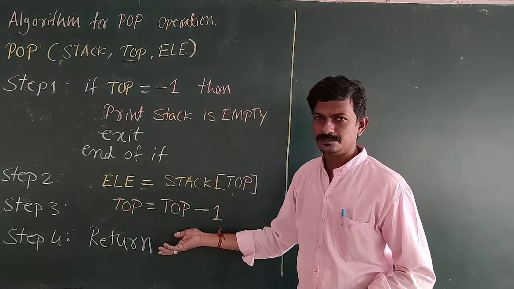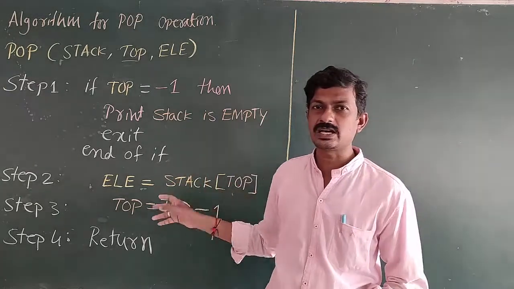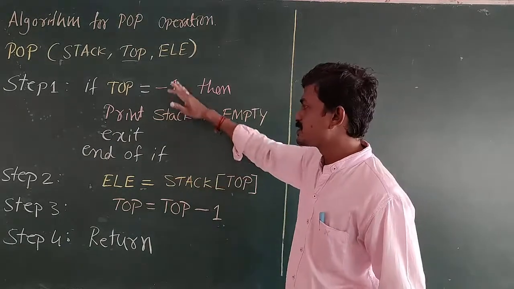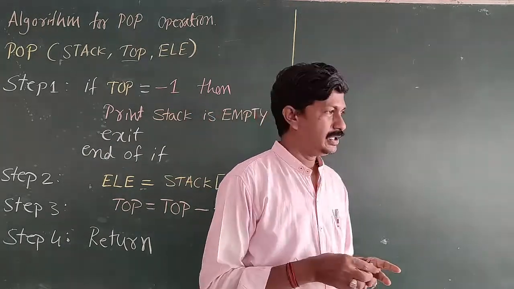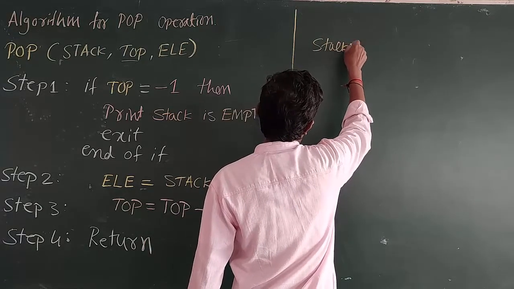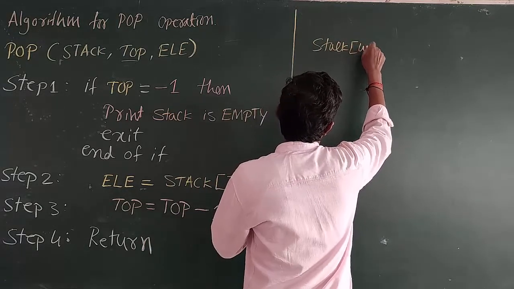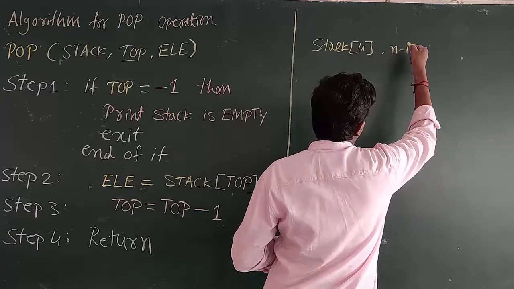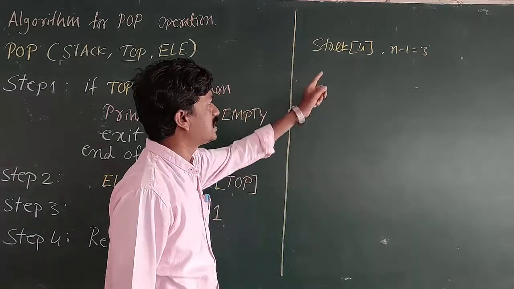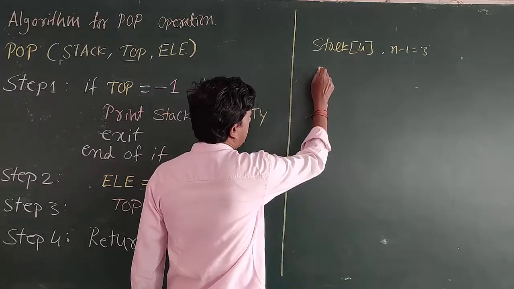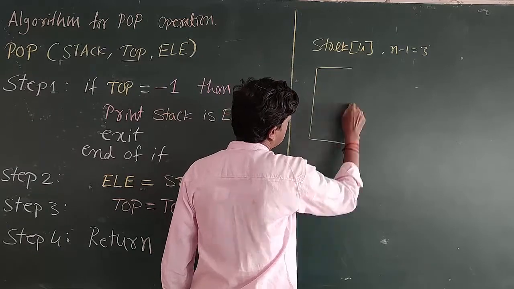It's a simple algorithm. These 2 algorithms are important; they are asked for 5 marks. Now we are going to discuss this algorithm with an example. I am considering a stack of size 4, n equal to 4, n minus 1 equal to 3.